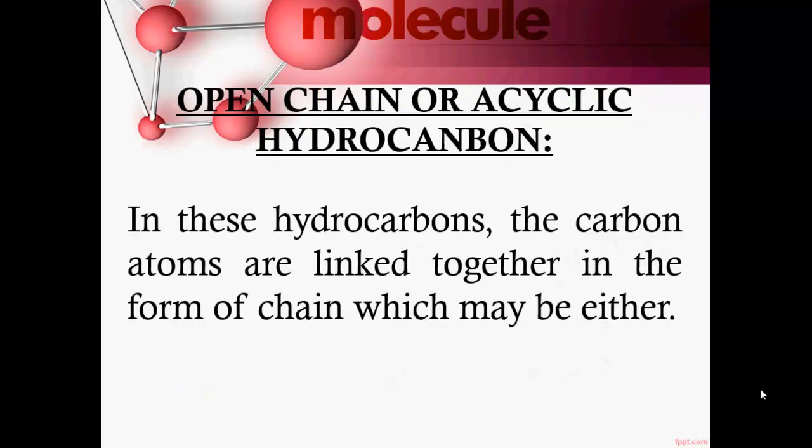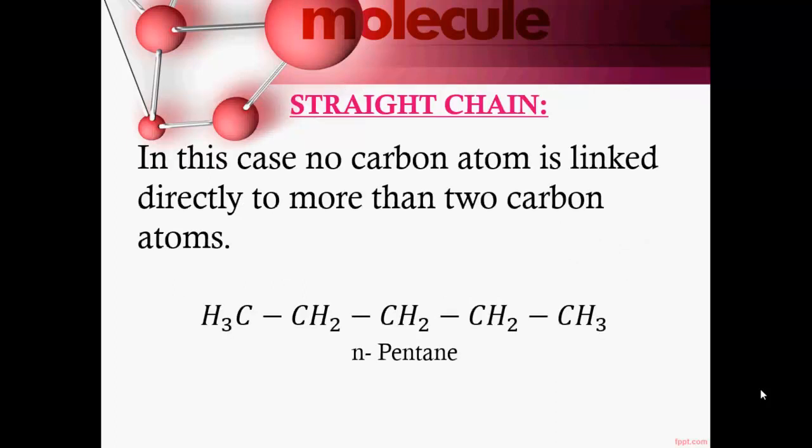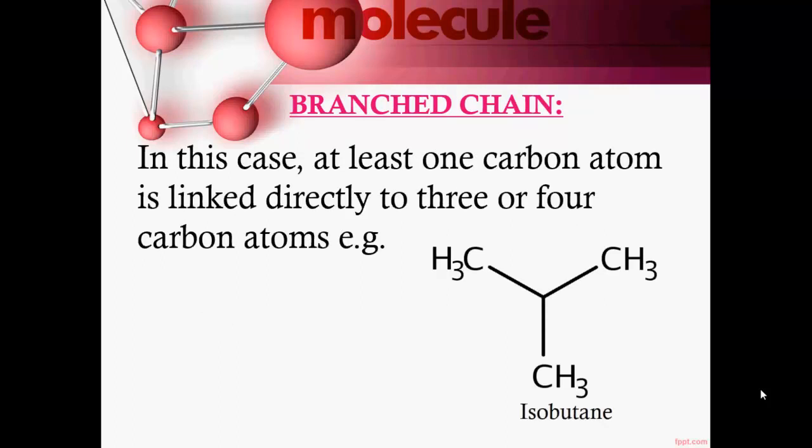Open chain or acyclic hydrocarbons. In these hydrocarbons, the carbon atoms are linked together in the form of a chain which may be either straight chain or branched. In straight chain, no carbon atom is linked directly to more than 2 carbon atoms, as in normal pentane, which is given. Now branched chain: in this case, at least one carbon atom is linked directly to 3 or 4 carbon atoms. For example, this one, this is the chain, and here is a methyl group, that is a branch.